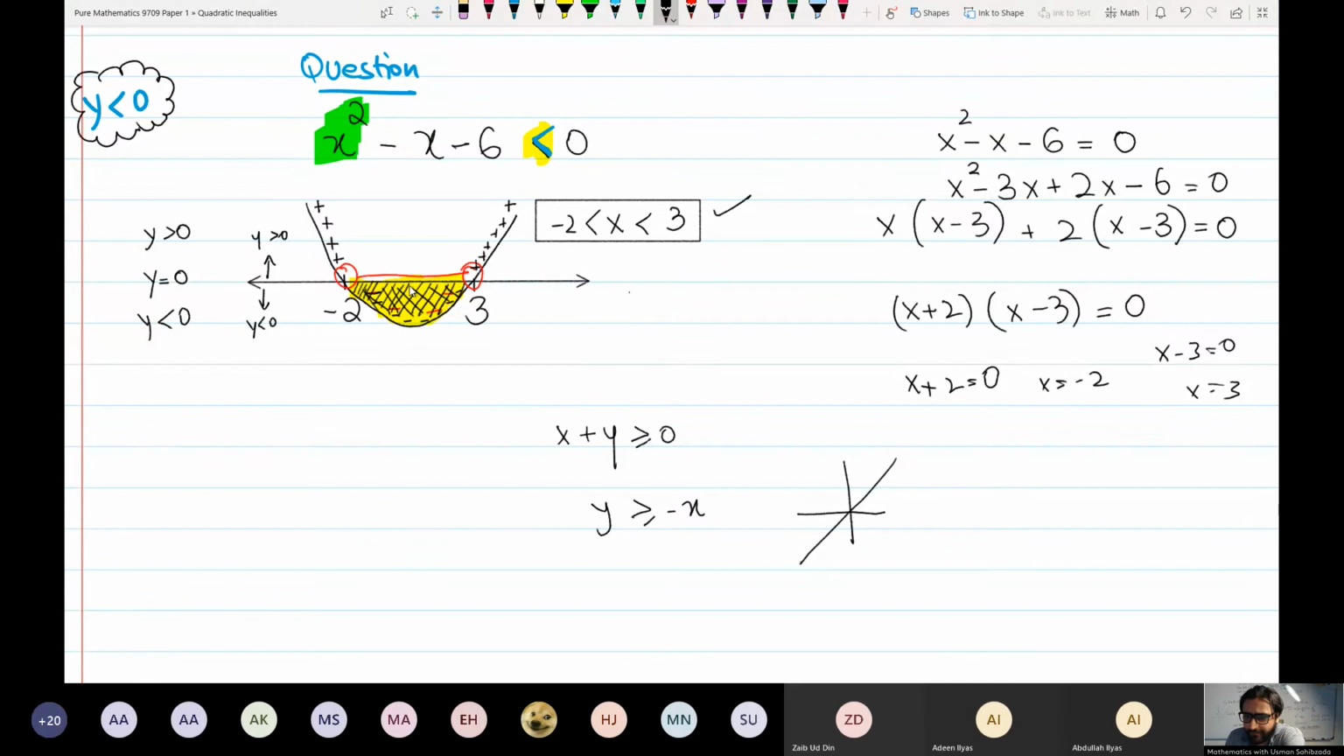You could randomly verify. Pick x as 0. Put it in the inequality: 0 squared minus 0 minus 6 less than 0. Isn't it the case? Yes, it is. Plug in 1: 1 squared minus 1 minus 6. Isn't it less than 0? Yes, it is. Plug in any other number between -2 and 3, and you will get this result.